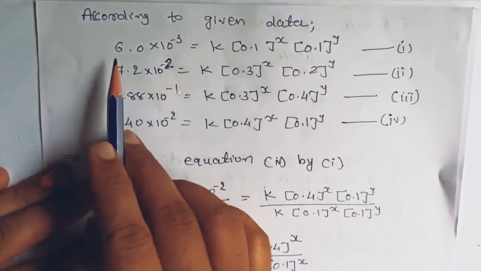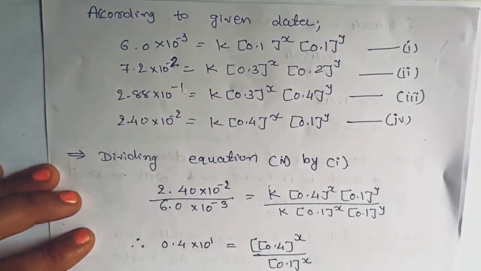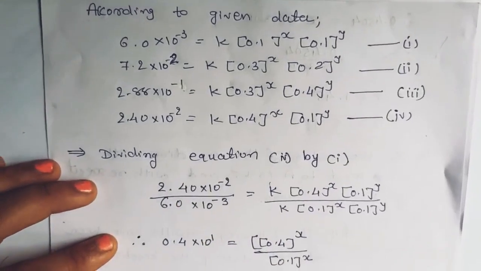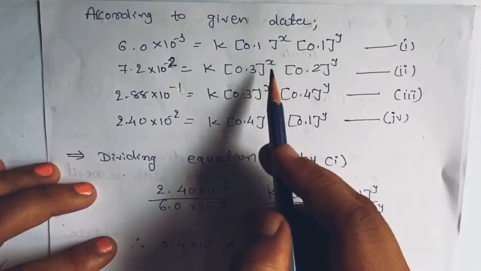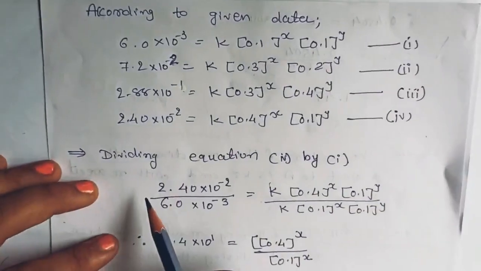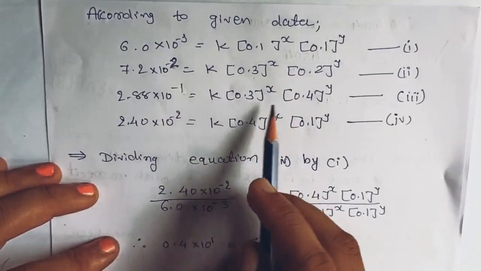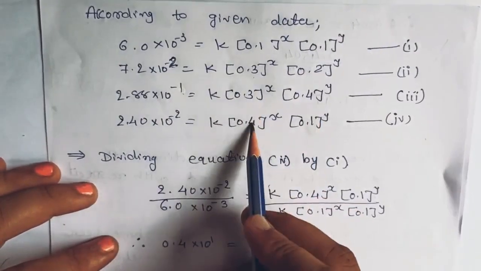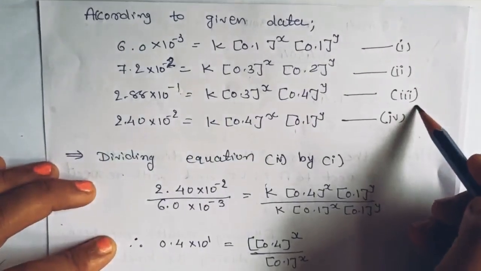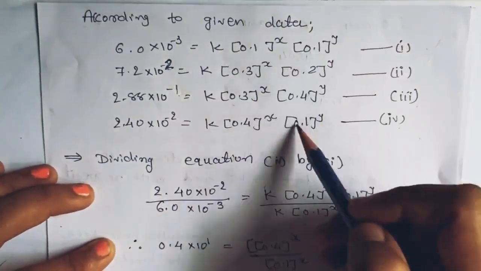Here you can see that I formed 4 different equations from the given data, right? From the given table, right? Now you have to choose which to divide, right? If you take first and second, there is no similar term for the concentration of A and B, right? If you take third and fourth, there is also no similar term for the concentration of A and concentration of B. But if I take second and third, then A will cancel out. Or if I take 1 and 4, the y will cancel out.